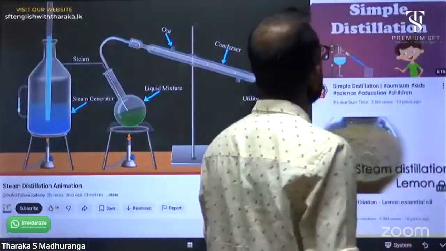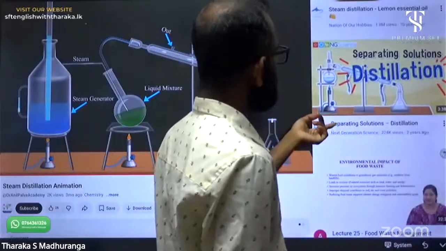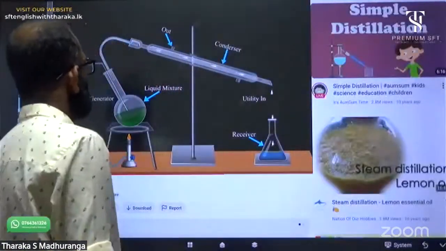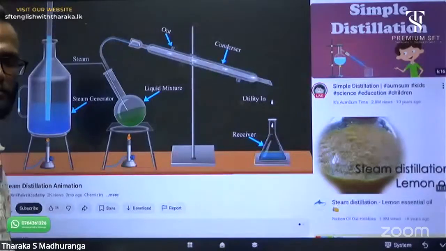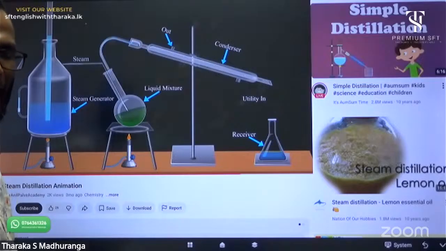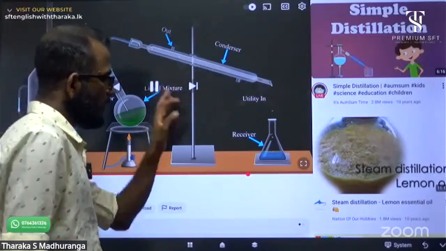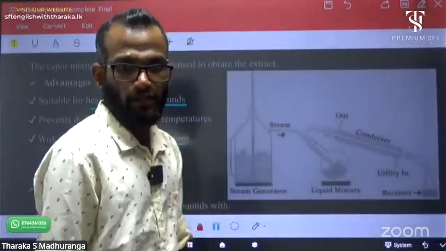These vapor mixtures then travel into the water condenser. You can see on the screen. Inside the condenser, cold water circulates around the outer side, which cools the vapor and converts it back into liquid. Finally, the condensed liquid is collected in a receiver. Simple steam distillation, right?